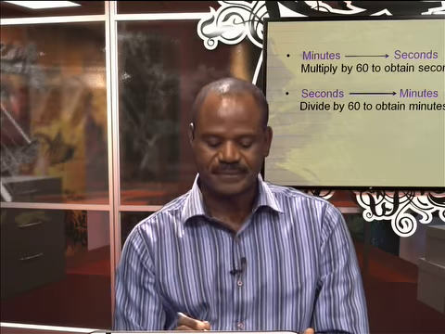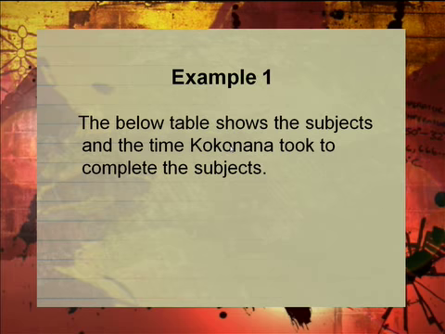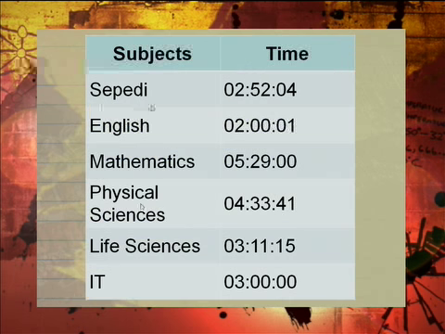Now, coming back here. Example 1. The below table shows the subjects and the time Gogonana took to complete them. Now, this is the table. Sibeli takes this time. When you see time in this format, it means 2 hours, 52 minutes and 4 seconds. In those three parts, hours first, then in the middle minutes, and the last number means seconds. The same thing right through up to IT: the first number hours, the middle number minutes, the last number seconds.